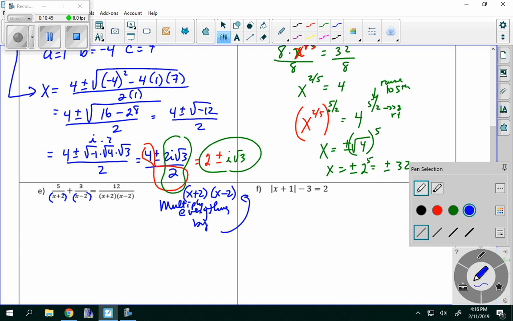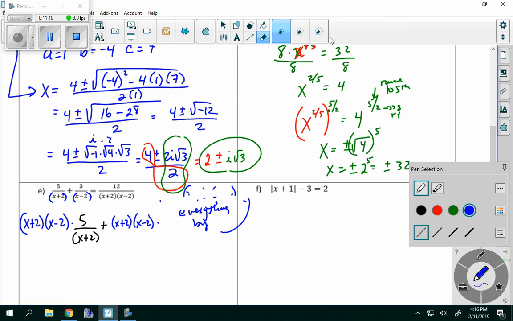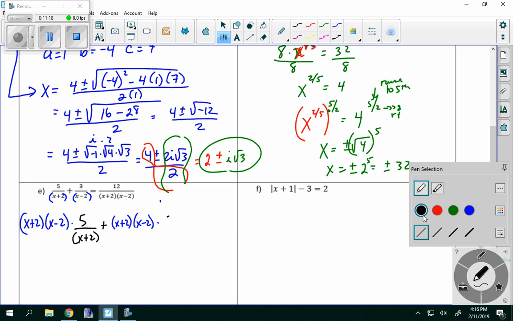So it takes me a little time to rewrite this, but x plus 2 times x minus 2 times my fraction, 5 over x plus 2, plus x plus 2 times x minus 2 times my second fraction, which is 3 over x minus 2, equals 12 over x plus 2 times x minus 2.